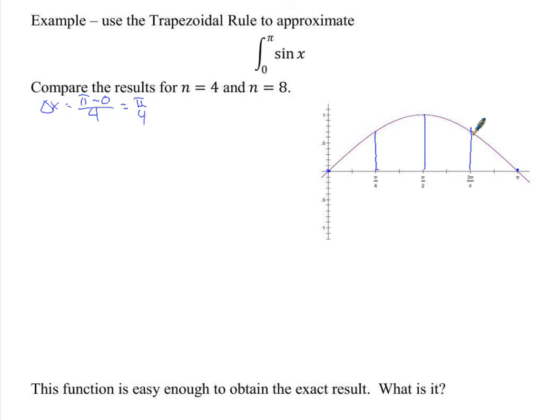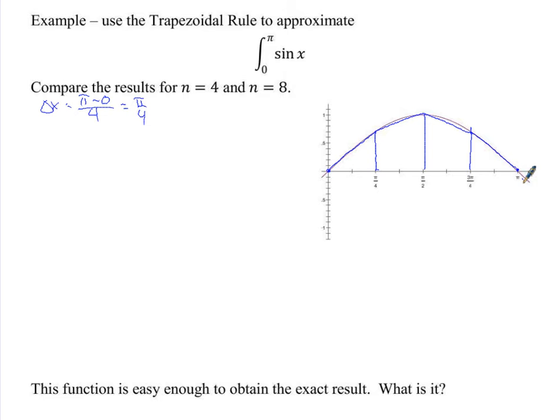Okay, so now we're making these trapezoids. Now this one, technically, is just a triangle, but we're still going to treat it as a trapezoid. This one is a trapezoid, this one is a trapezoid, and that one is also a trapezoid even though it looks like a triangle. Okay? We're just going to treat it like a trapezoid.